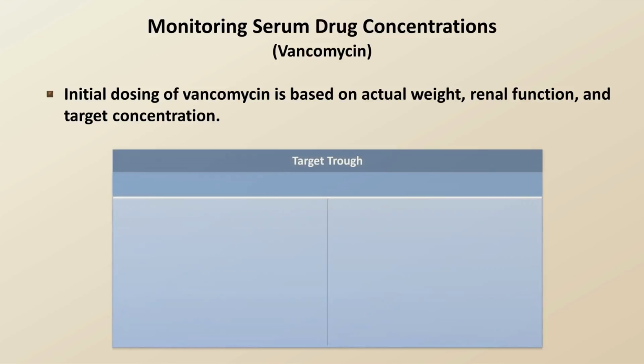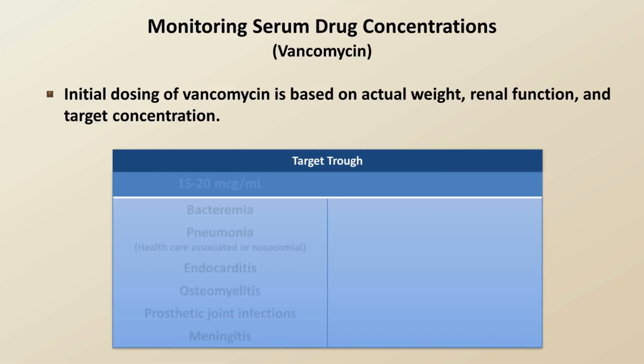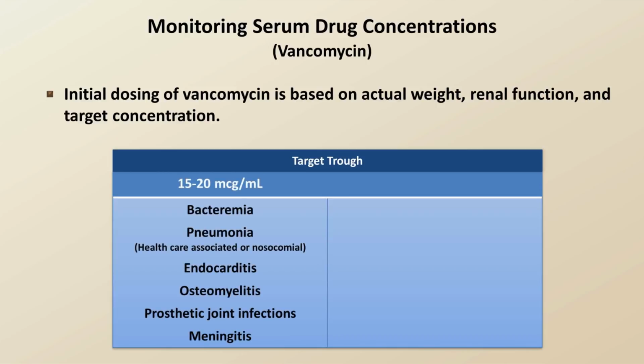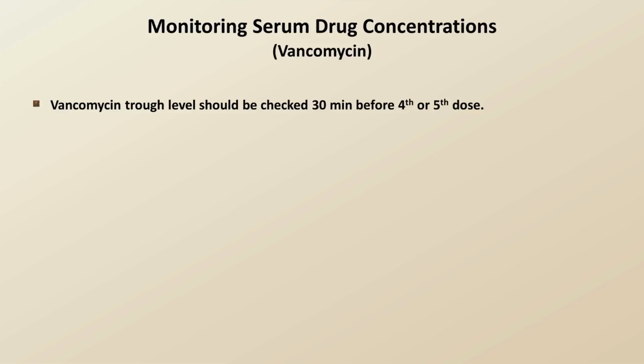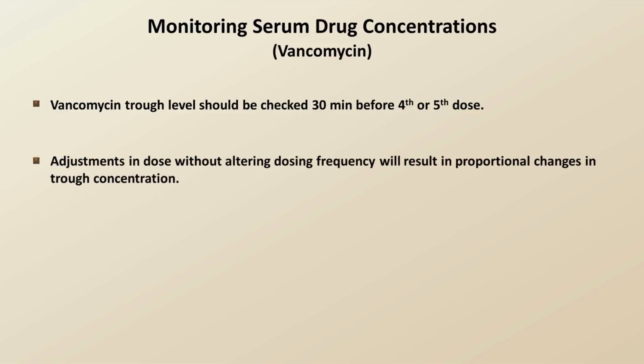The target trough level depends upon the indication. It's 15 to 20 micrograms per milliliter for bacteremia, healthcare-associated or nosocomial pneumonia, endocarditis, osteomyelitis, prosthetic joint infections, and meningitis. It's 10 to 15 for everyone else. A vancomycin trough level should be checked 30 minutes before the 4th or 5th dose. Adjustments in dose without altering dosing frequency will result in proportional changes in trough concentration.